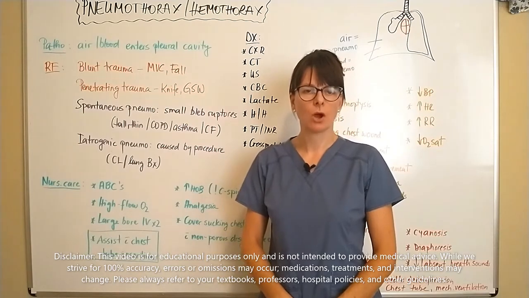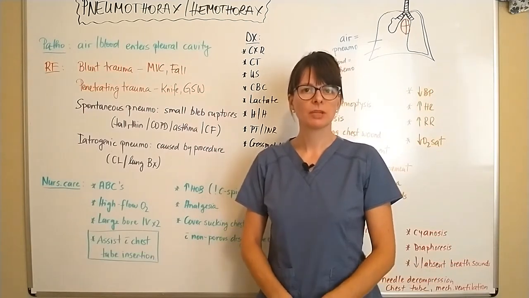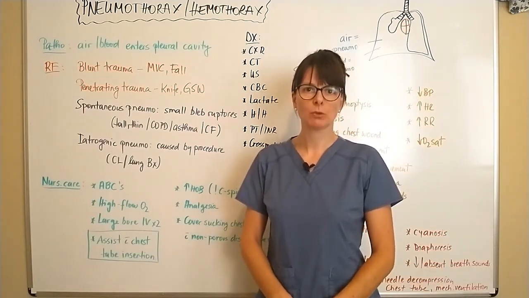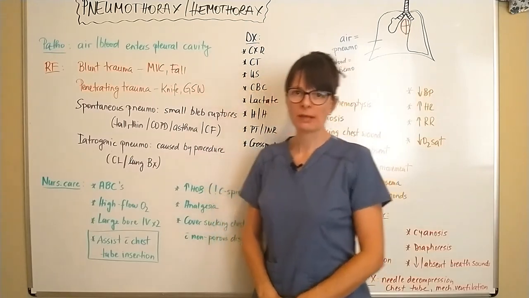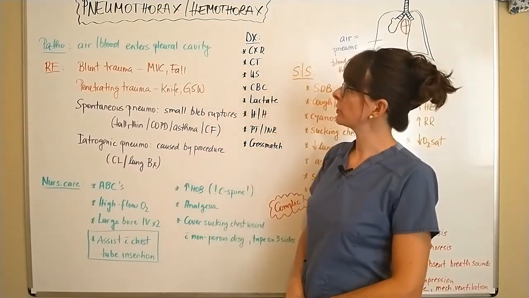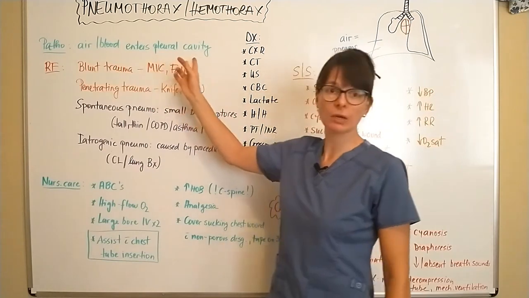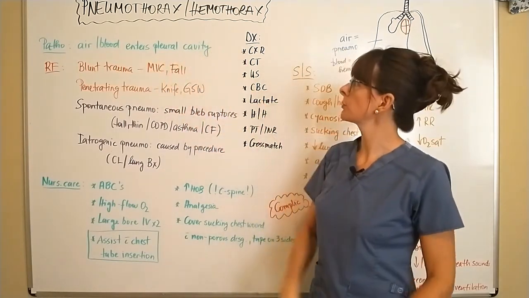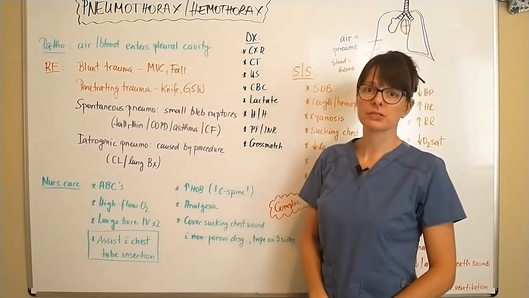In this video on chest trauma, specifically pneumothorax and hemothorax. In terms of pathophysiology, pneumothorax occurs when air enters the pleural cavity, and hemothorax occurs when blood enters the pleural cavity.